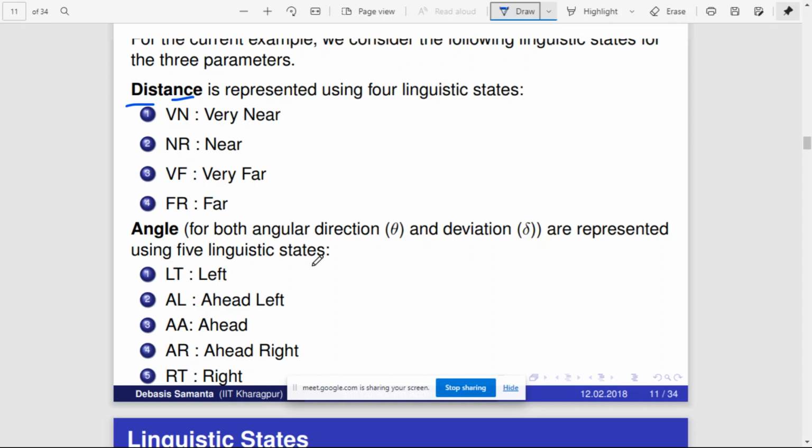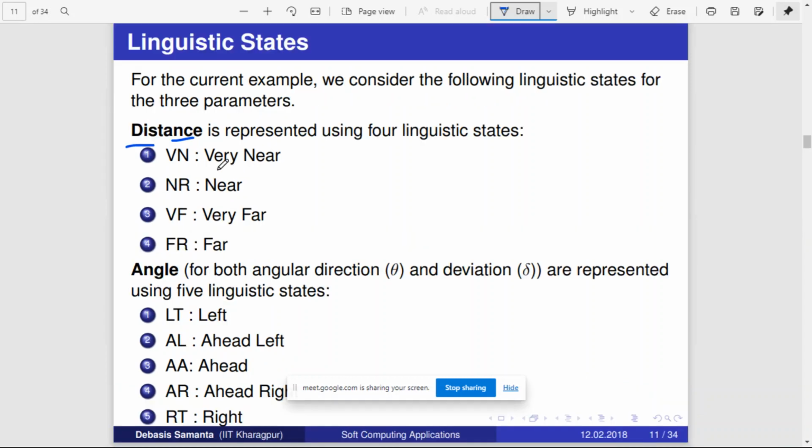So this is how the distance is represented in linguistic form. These are the various linguistic states we are using: Vn, which stands for very near, Nr, which stands for near, Vf, which stands for very far, and Fr, which stands for far. So these are the four linguistic states which represent the distance.